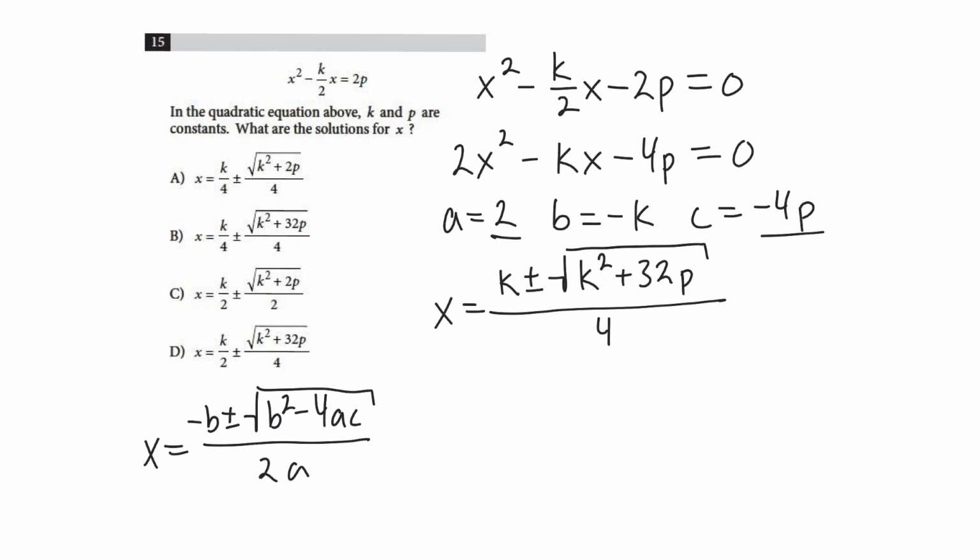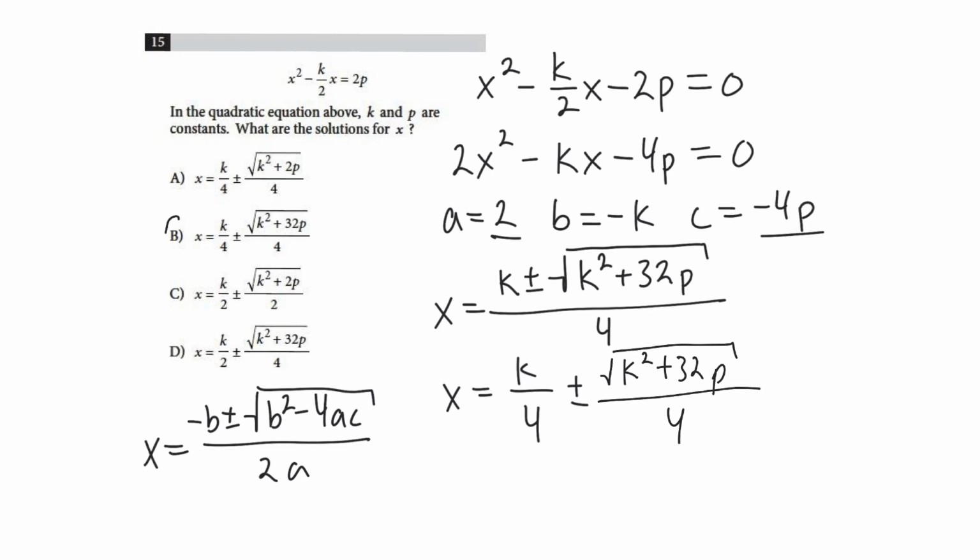Looks like these are all separated into two fractions. I can do that same thing here. I can separate this into k over 4 plus minus the square root of k squared plus 32p over 4. And it looks like that is one of our solutions. It looks like that's going to be B.